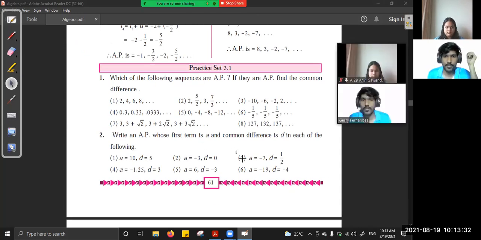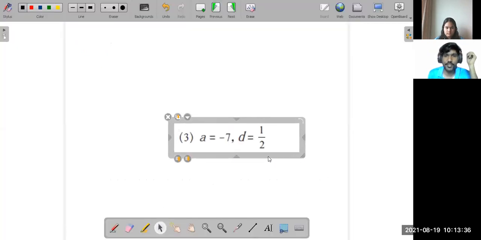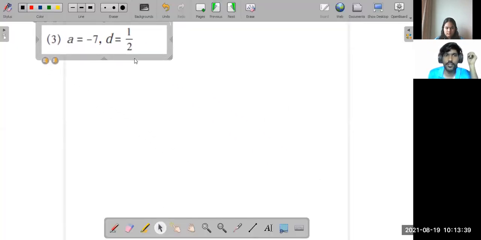Okay, third one. A is minus 7 and D, the common difference, is half. Will you be able to do this? Yes.